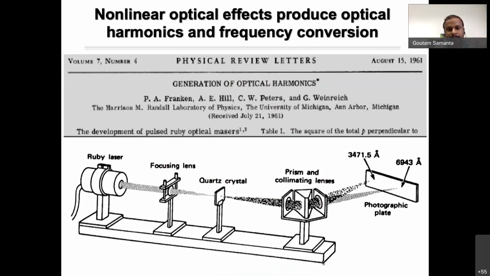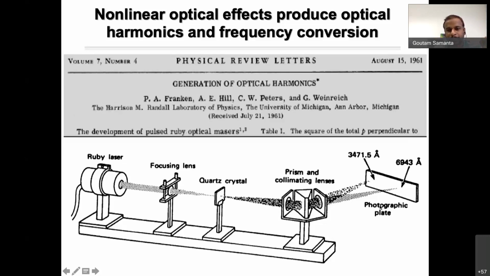Then in 1961, Peter Franken first demonstrated it; you see the timeline of this paper is 1961. In 1960 the laser was invented, and within one year he demonstrated the generation of optical harmonics, which means we are generating different wavelengths. He took a ruby laser, which was what was available at that time, and focused that laser beam into a quartz crystal, then used a prism system to separate the wavelengths. So there is a fundamental wavelength and then a second harmonic.